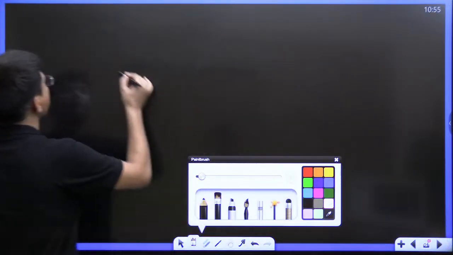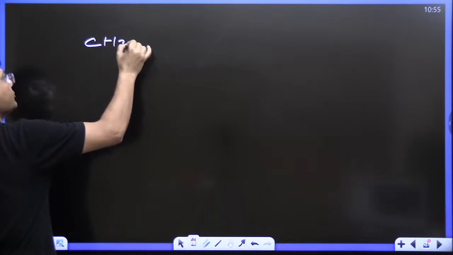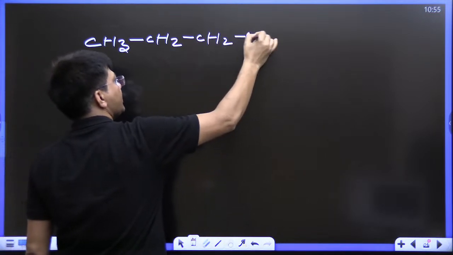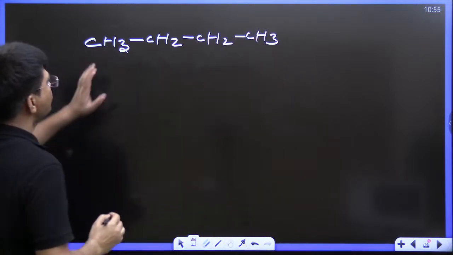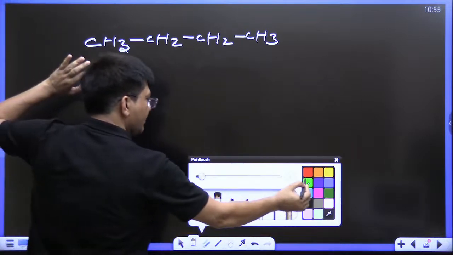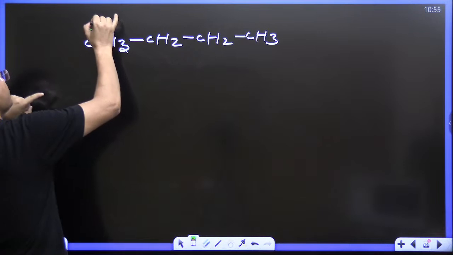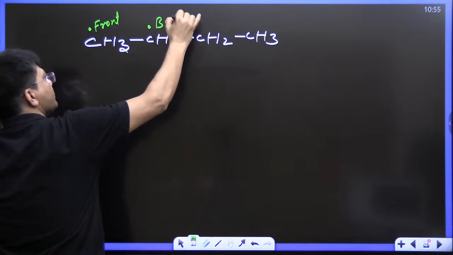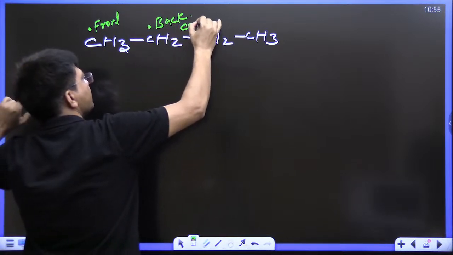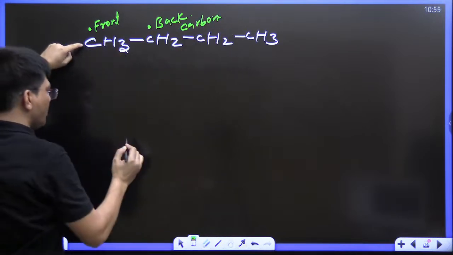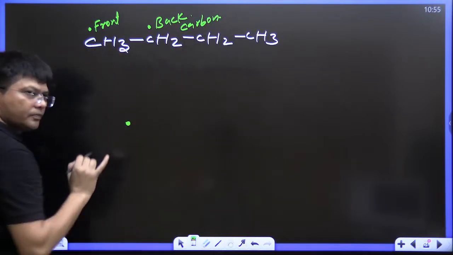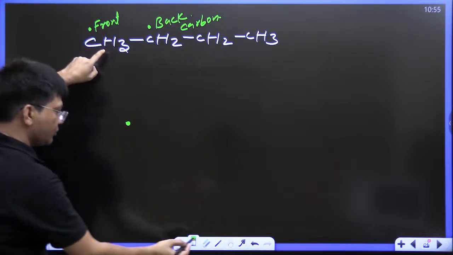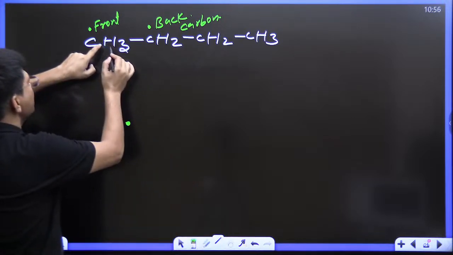If I say I'm provided with butane, CH3, CH2, CH2, CH3, there are two possibilities. Suppose this is your front carbon and this is the back carbon, that's my choice. I will draw the front carbon with the help of one dot, and this front carbon is attached with 3 hydrogens.